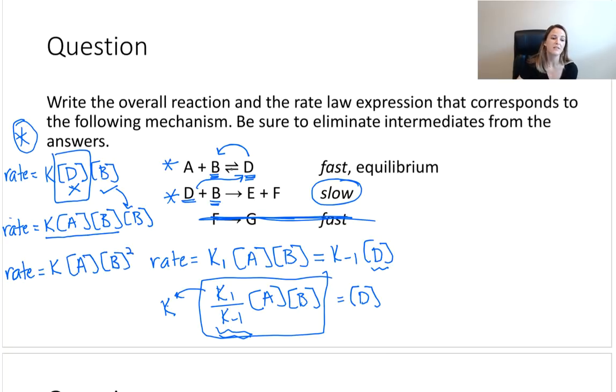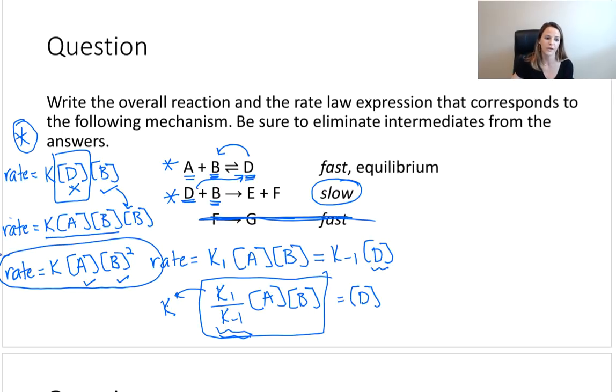Now, because this is the very first line or our first elementary step, you know A and B are both reactants and not intermediates, but it is a really good habit to look at that every time, go back, confirm, reactant, you're good to go. So the answer for this question is rate is equal to K times A times B squared. That's what I was looking for.